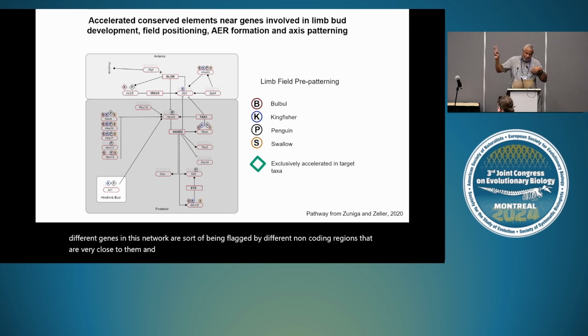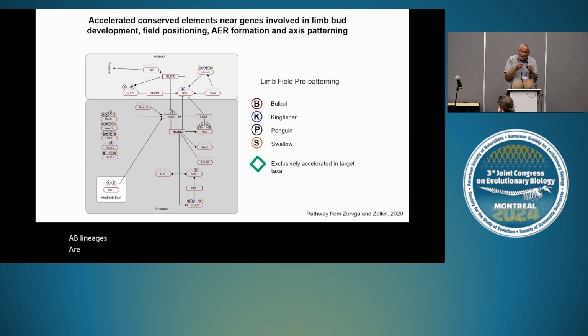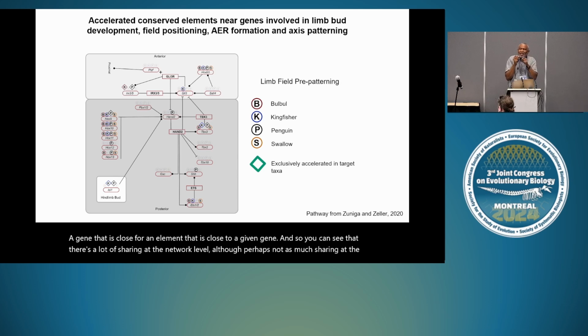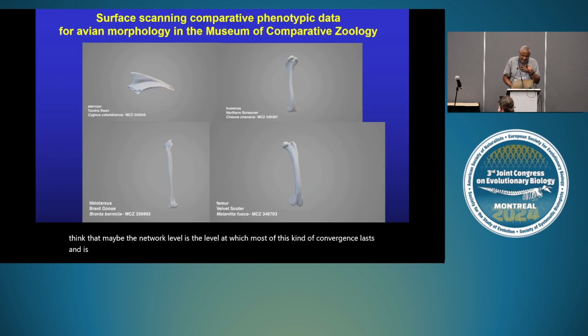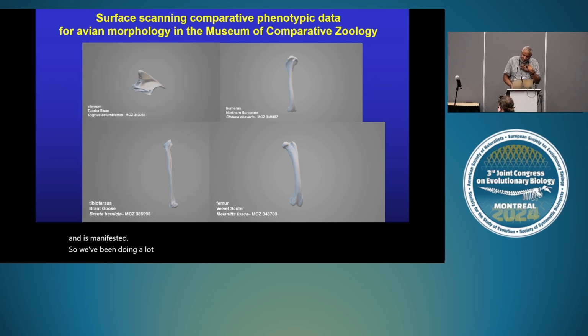And so you can see here that we've indicated which of the 4 avian lineages are showing acceleration for an element that is close to a given gene. And so you can see that there's a lot of sharing at the network level, although perhaps not as much sharing at the level of the genes that are close to the elements that are undergoing acceleration. But we think that maybe the network level is the level at which most of this kind of convergence lasts and is manifested. So we've been doing a lot of generating new phenotypes.